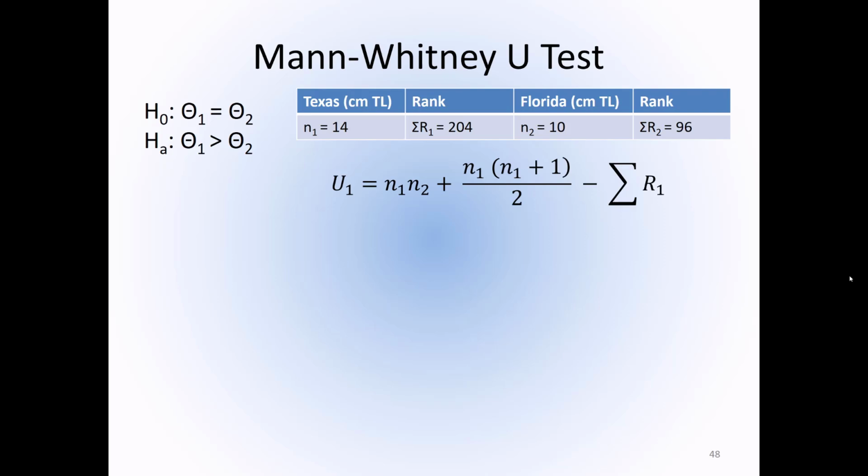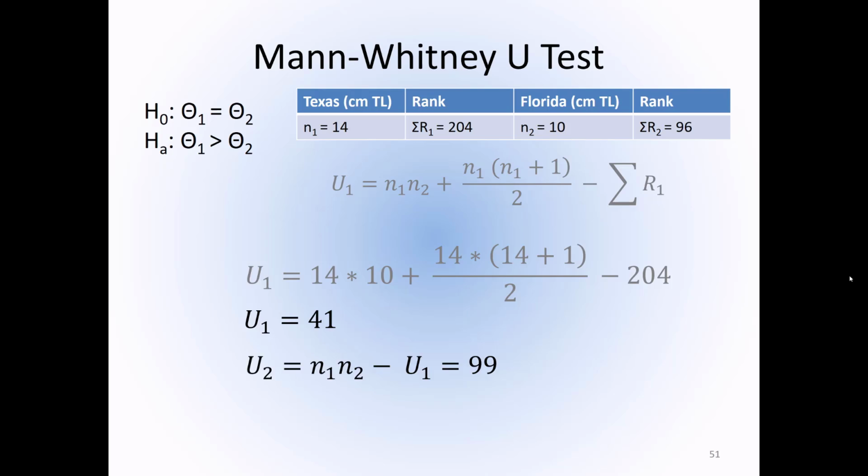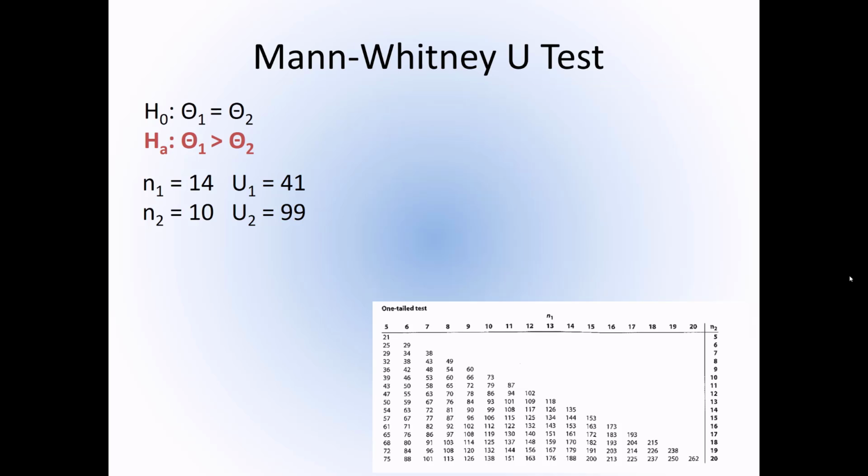So if we identify Texas as sample 1, we can fill in those respective values for the test statistic formula, and we can calculate out that test statistic at 41. We can then go through and use a formula to calculate U2, the test statistic for Florida, and in this case it's 99. We then go to our Mann-Whitney U-test table, and again, it's important to note whether we have a two-tailed or a one-tailed test. In this particular case, our alternative hypothesis is that Texas fish are larger than Florida fish, and so we're going to use the one-tailed test portion of this particular table.